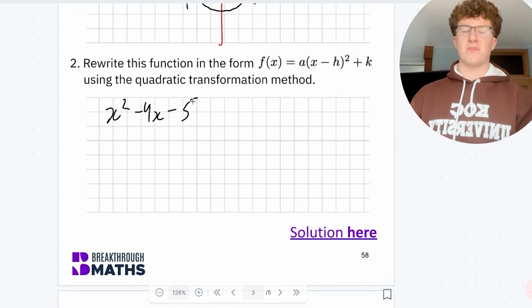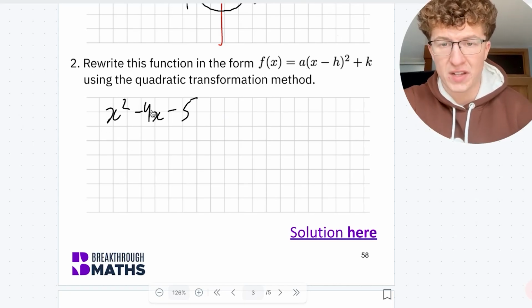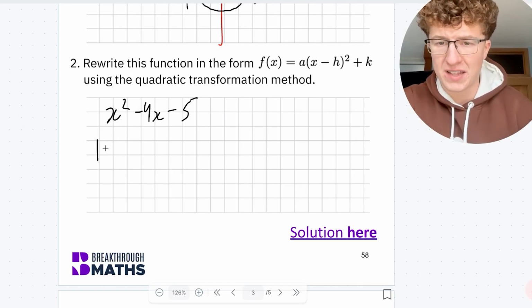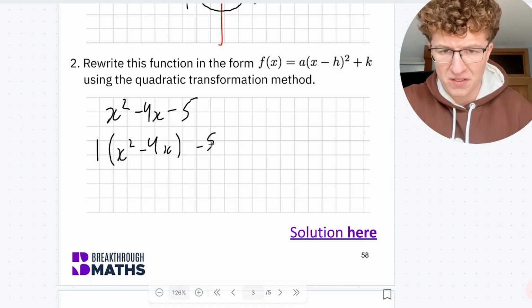First step here is something called complete the square. Well, normally to get this a here, you would factor out something from the x squared and the x. Well, technically here we have a 1. We can factor out x squared minus 4x, and then minus 5.